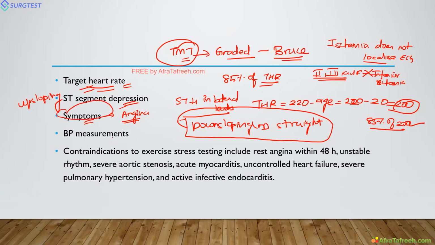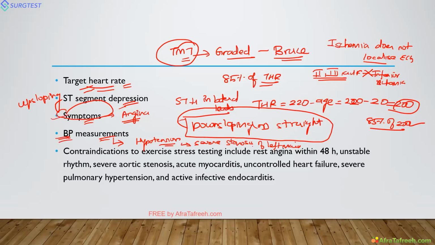Based on this, we have to calculate a formula and grade the severity of these symptoms. Next, BP measurement. In TMT, even BP measurement is very important. Whenever there is significant hypotension, this is the indication to stop the TMT because the patient may have severe stenosis of the left main. So all this should be seen. Not only the heart rate, you should see the ST depression, symptoms, and even BP measurement should be done.